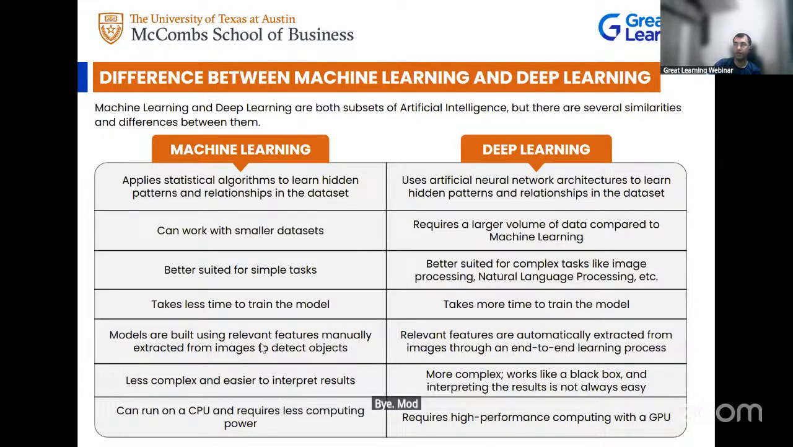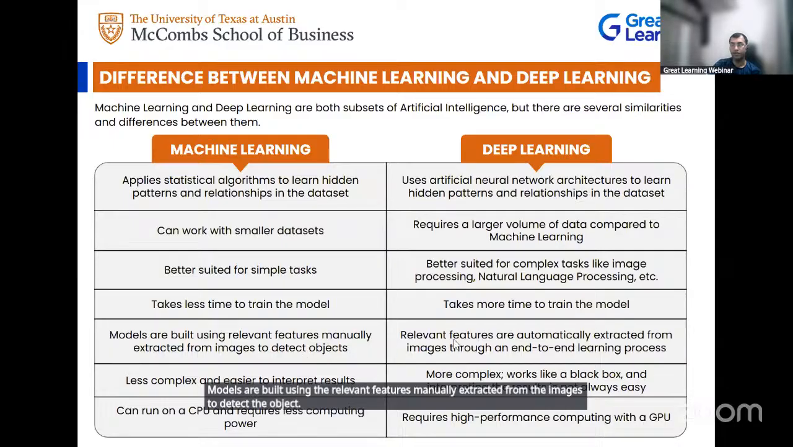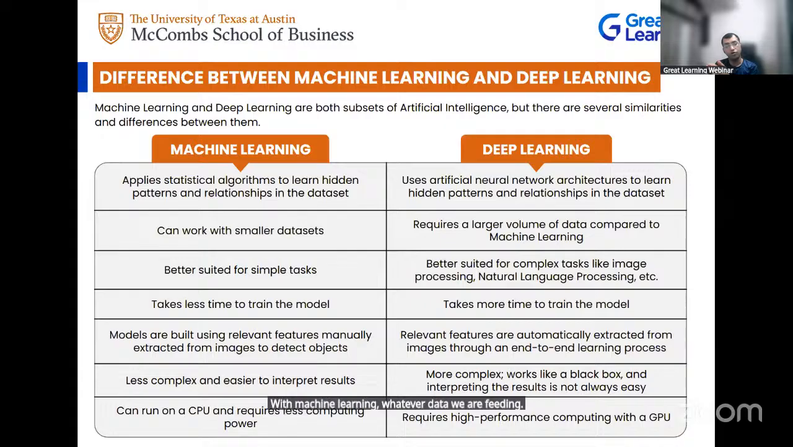In machine learning, models are built using relevant features manually extracted from the images to detect the object. And in deep learning, the relevant features are extracted automatically by the model through an end-to-end learning process. With machine learning, whatever data we are feeding, we have to do a lot of pre-analysis. We have to do a lot of EDA, that's called exploratory data analysis, beforehand to identify which columns matter.